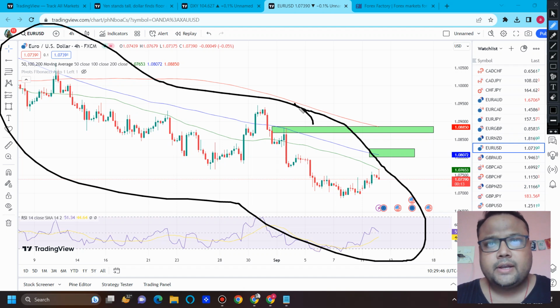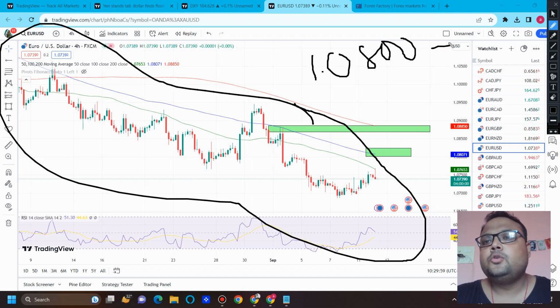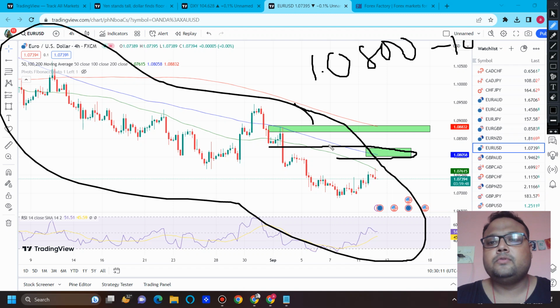If you have already taken a sell position, then obviously you can stay in the trade, don't need to worry. And in case the market recovers during the European session or US session, then you can look for a selling opportunity around 1.0800 to 1.0810. Here we have the 100 moving average, and more or less the price action will also be in this area. So if the market reverses from 1.0800, 1.0810, we can look for a sell.